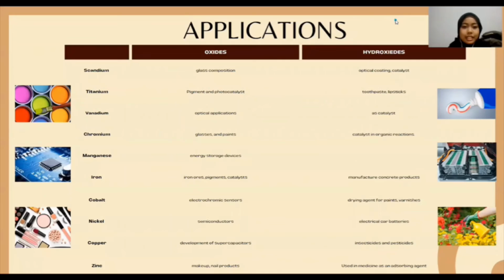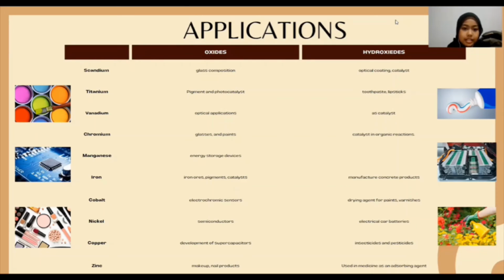Thank you. Lastly, I will proceed to the applications of oxides and also hydroxides. Firstly, scandium oxide is used in glass composition and acts as a helper material. Scandium hydroxide is used as optical coating and also catalyst. Next, titanium oxide is used as a pigment and also photocatalyst. What is a photocatalyst? A photocatalyst is a material which absorbs light to bring it to a higher energy level and provides such energy to a reacting substance to make a chemical reaction occur. Titanium hydroxide is used in toothpaste and also lipstick.